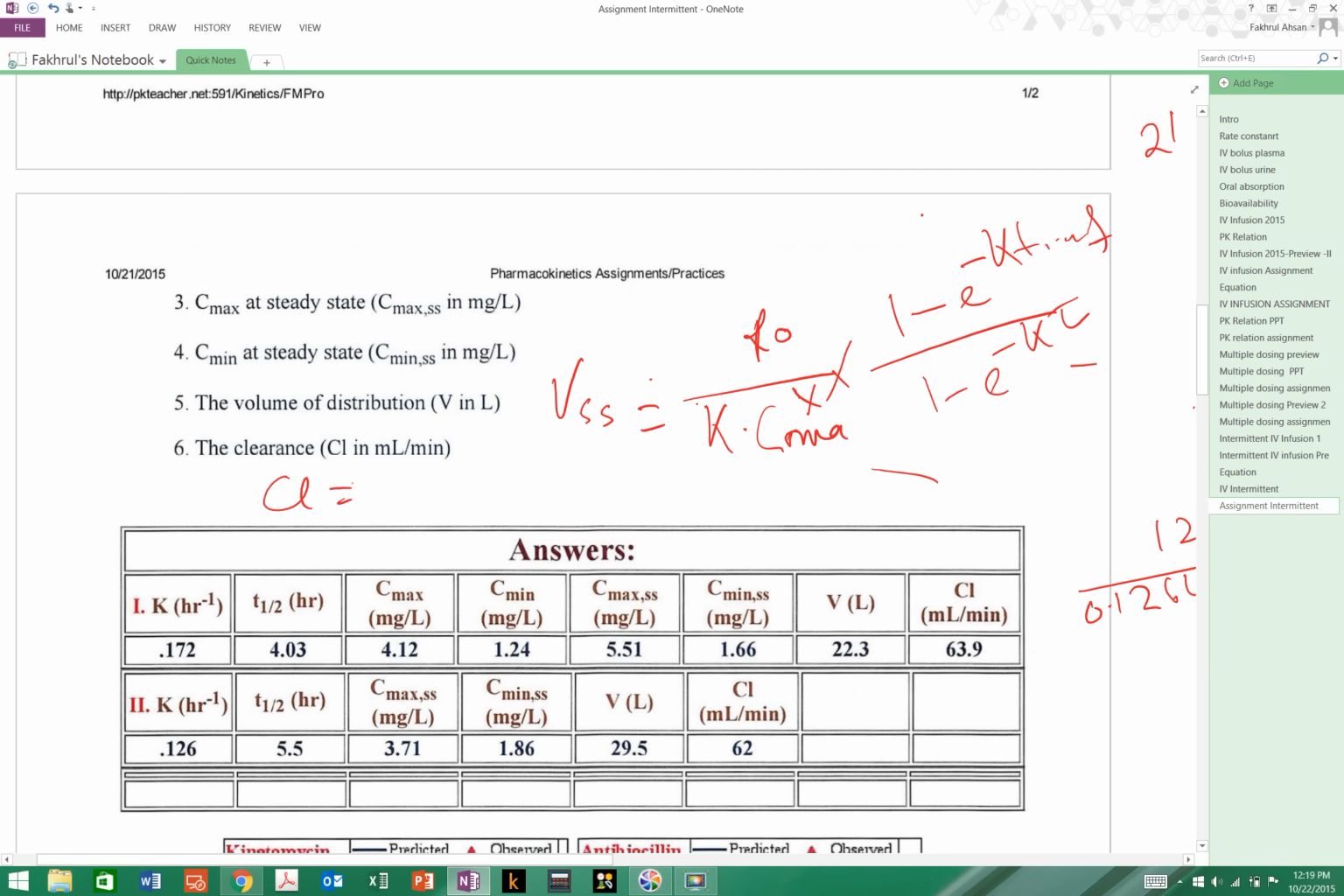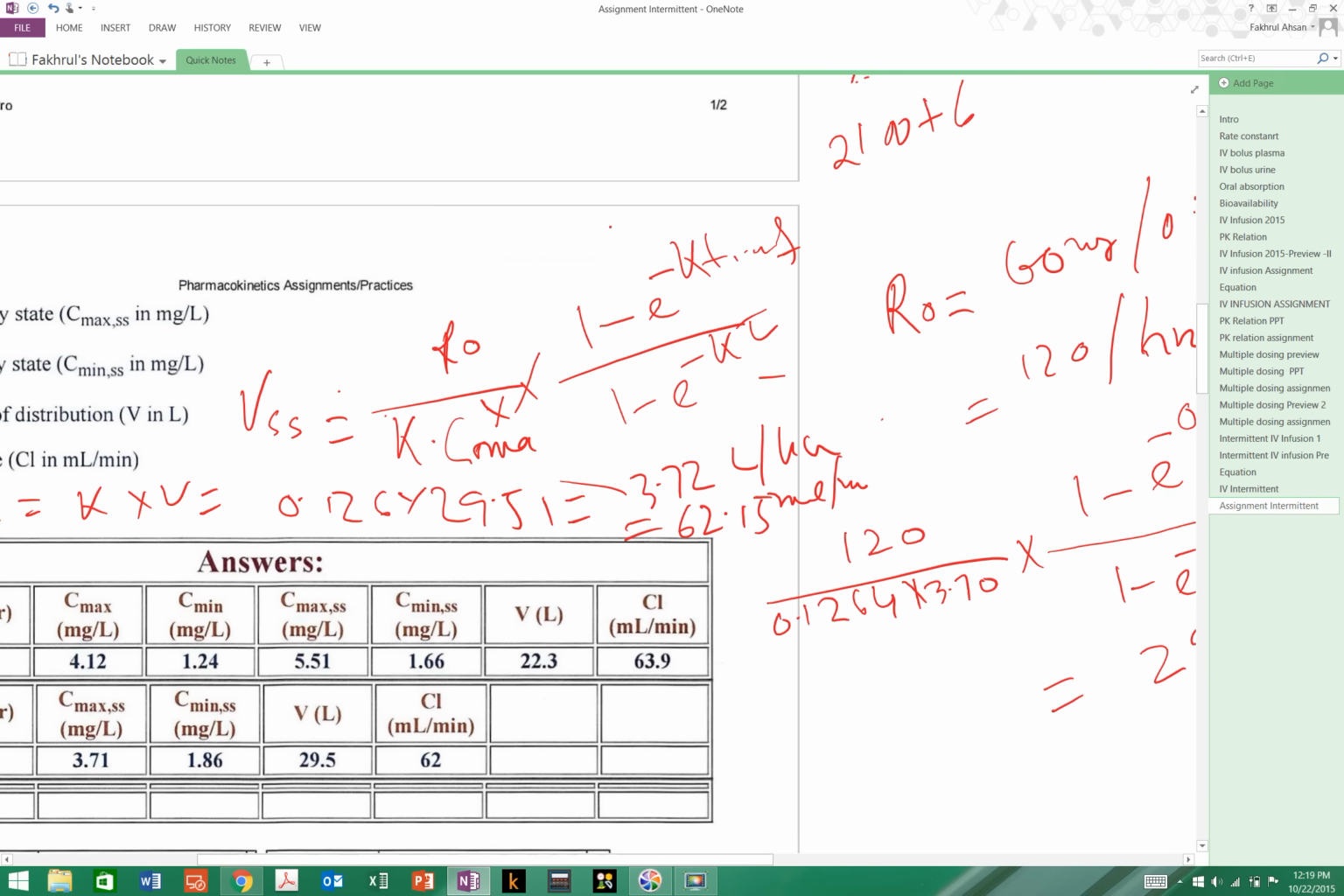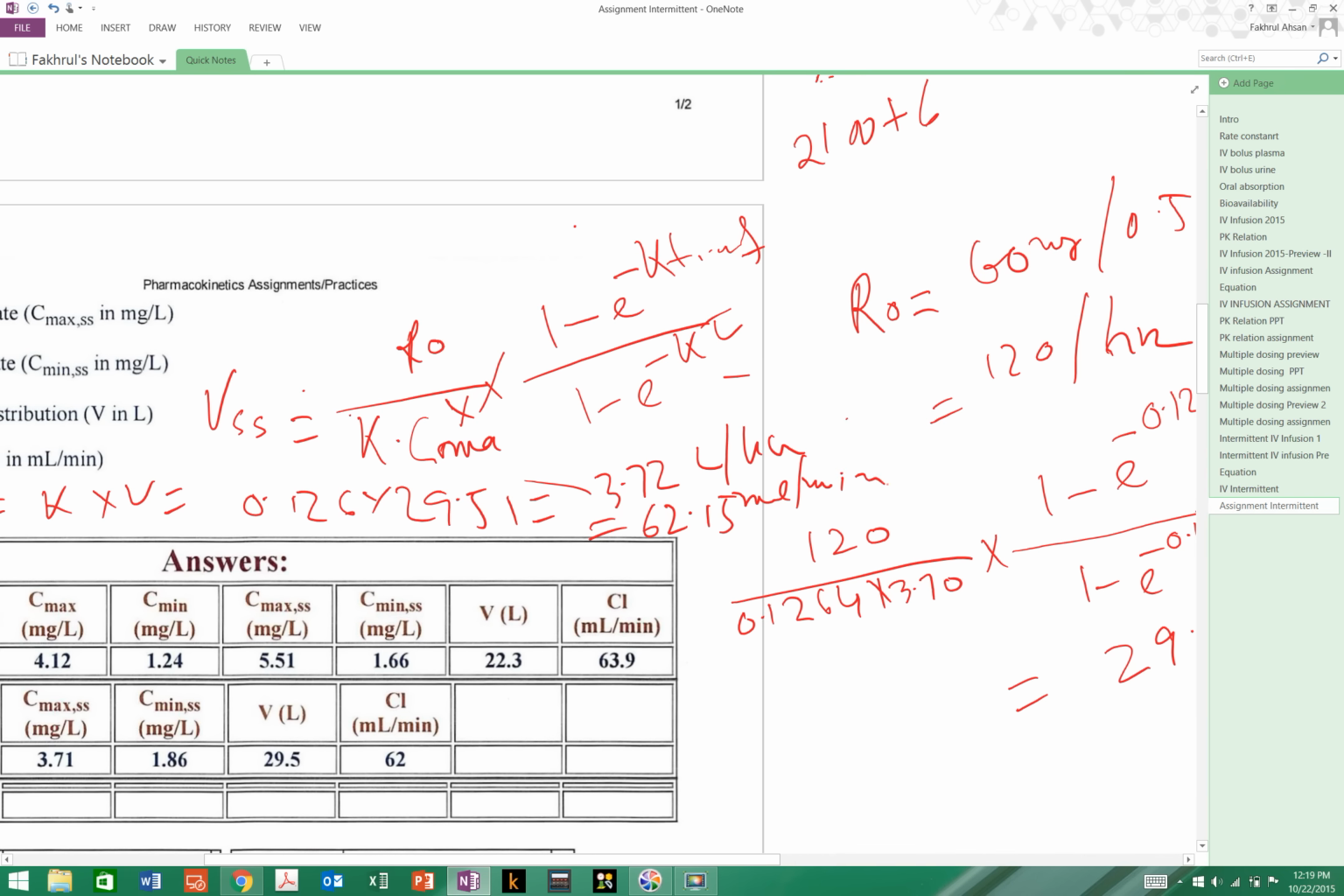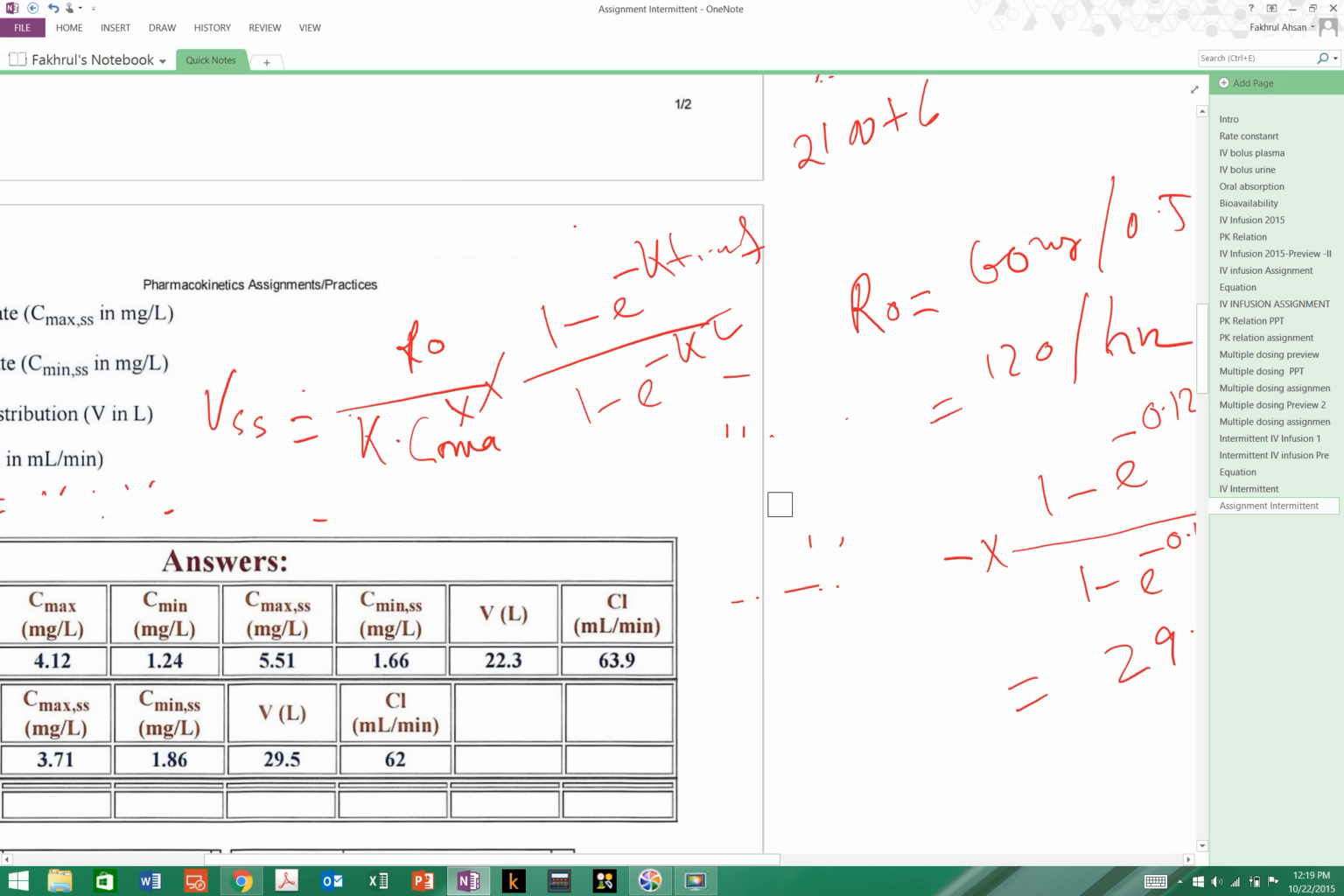CL is equal to K times V, which is going to be 0.1264 times 29.51, equal to 3.72 liter per hour. You have to convert it to milliliter, which is going to be 62.15 milliliter per minute. So this is how you do all the calculation for steady state. I will go over this again.